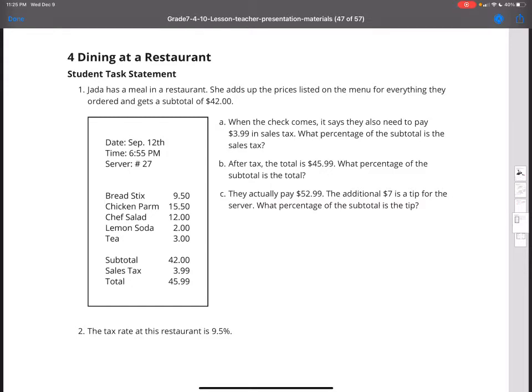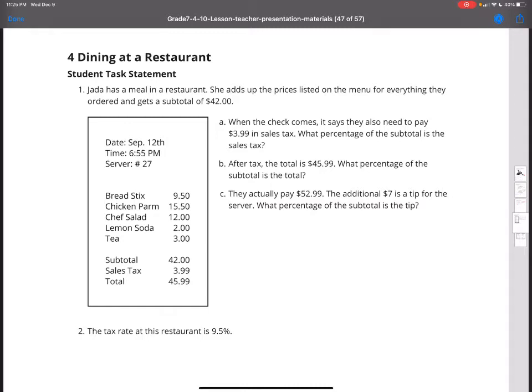Okay, part B says after tax, the total is $45.99. What percentage of the subtotal is the total? And then part C, it said they actually paid $52.99. The additional $7 is a tip for the server. What percentage of the subtotal is the tip?